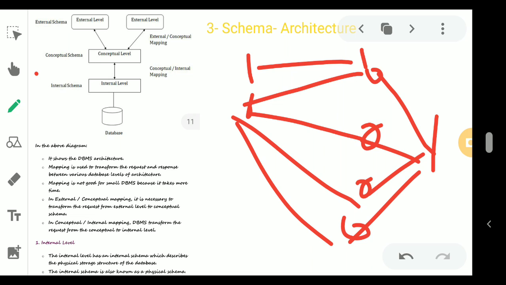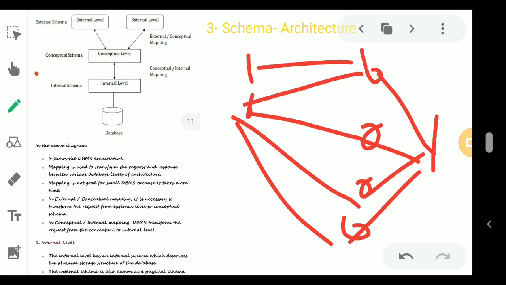In external to conceptual mapping, it is necessary to transform the request from the external level to the conceptual schema. And in conceptual to internal mapping, the DBMS transfers the request from the conceptual to the internal level. So what is the first level? The first level is known as the internal schema, or you can write this as the physical schema. It is the lowest level of data abstraction.